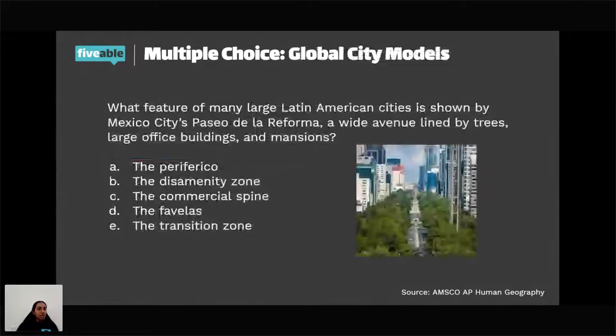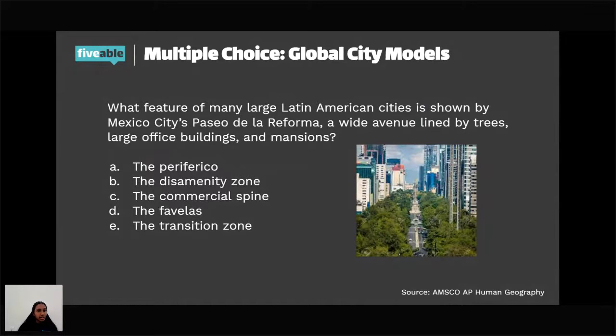The next question has to do with global city models. What feature of many large American cities is shown by Mexico City's Paseo de la Reforma, a wide avenue lined by trees, large office buildings, and mansions? So this picture is a picture of that. A, the Periferico, B, the disamenity zone, C, the commercial spine, D, the favelas, or E, the transition zone.